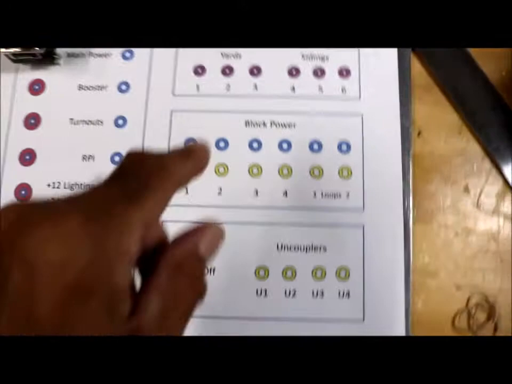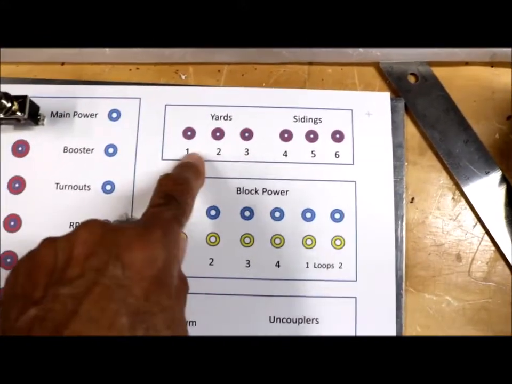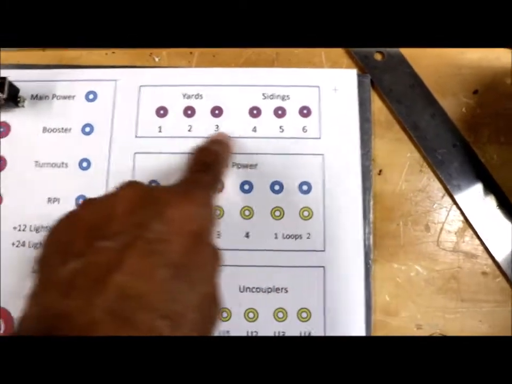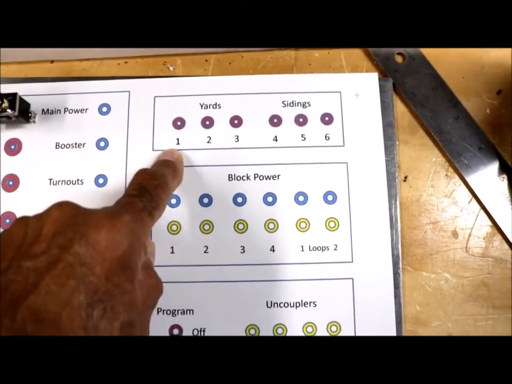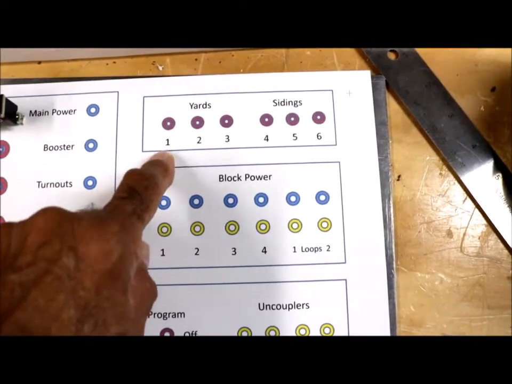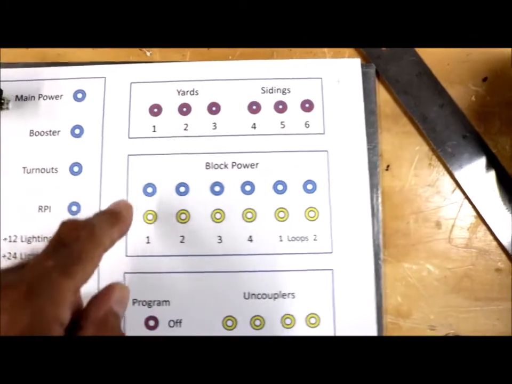Then up here, I have the yards and sidings. Why do I have these? These are switches, because there are many times when the locos just sit there and they draw current and they're not being used. So this will turn off the various yards and sidings when they're not needed.